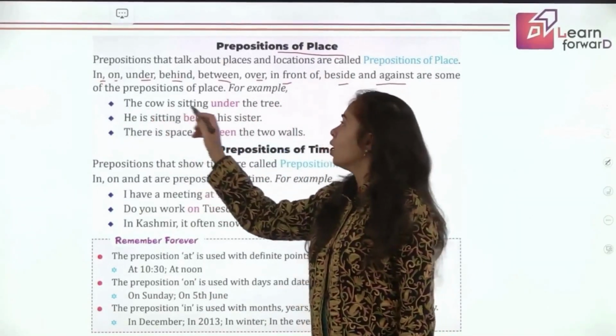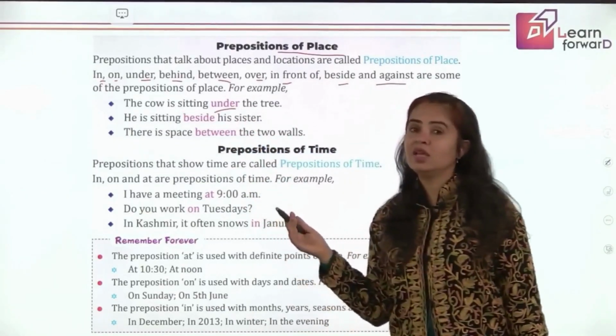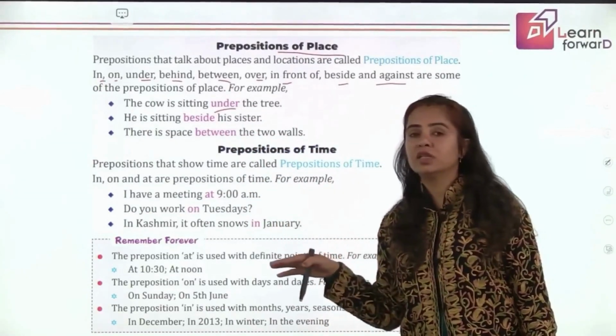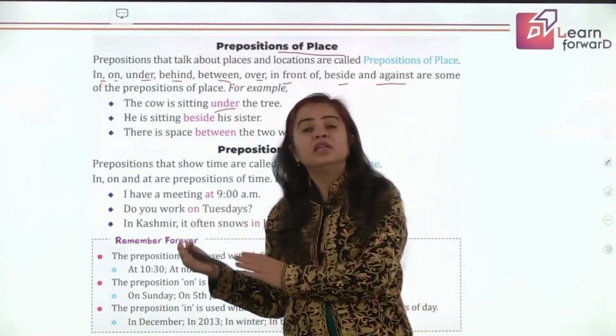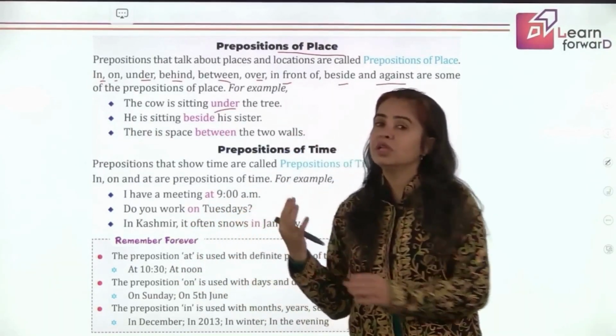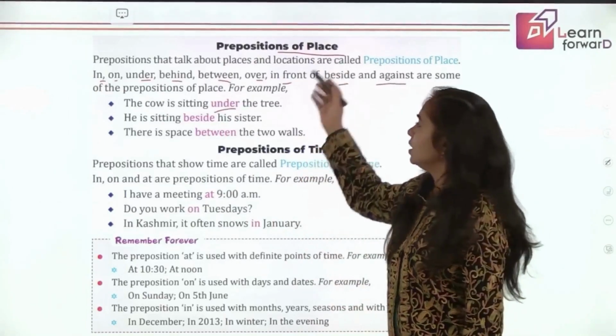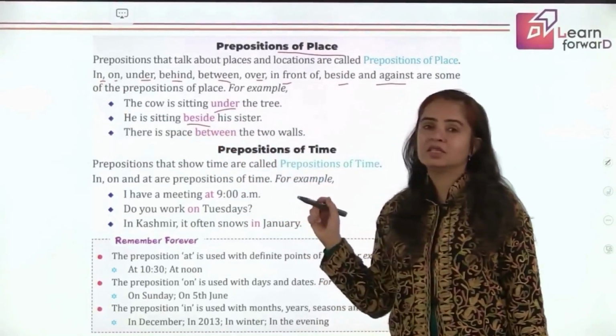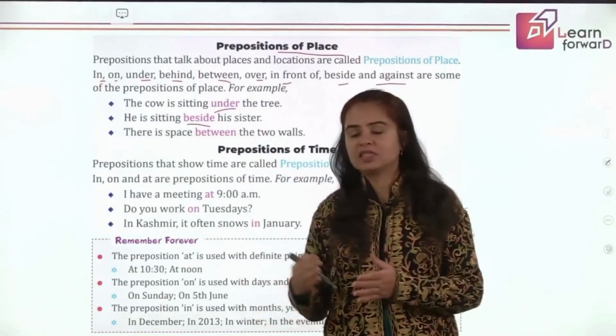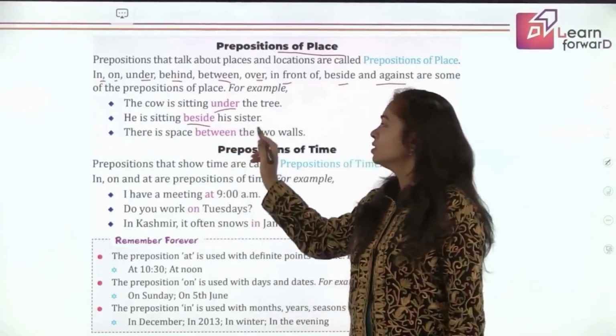Like, the cow is sitting under the tree. We just did under the chair. The cat is under the chair. The cat is on the chair. The cat is near the chair also. So, they tell you the place. He is sitting beside his sister. So, beside means just next, side by side. So, that is beside his sister.